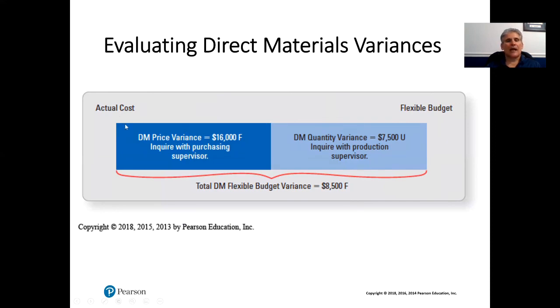Okay. Actual costs. We had a direct material price variance of $16,000 favorable and a quantity variance of $7,500 unfavorable. Total direct materials flexible budget variance is $8,500. So you net these two because one is favorable and one is unfavorable, and because $16,000 favorable is higher, that gives us the $8,500 favorable.